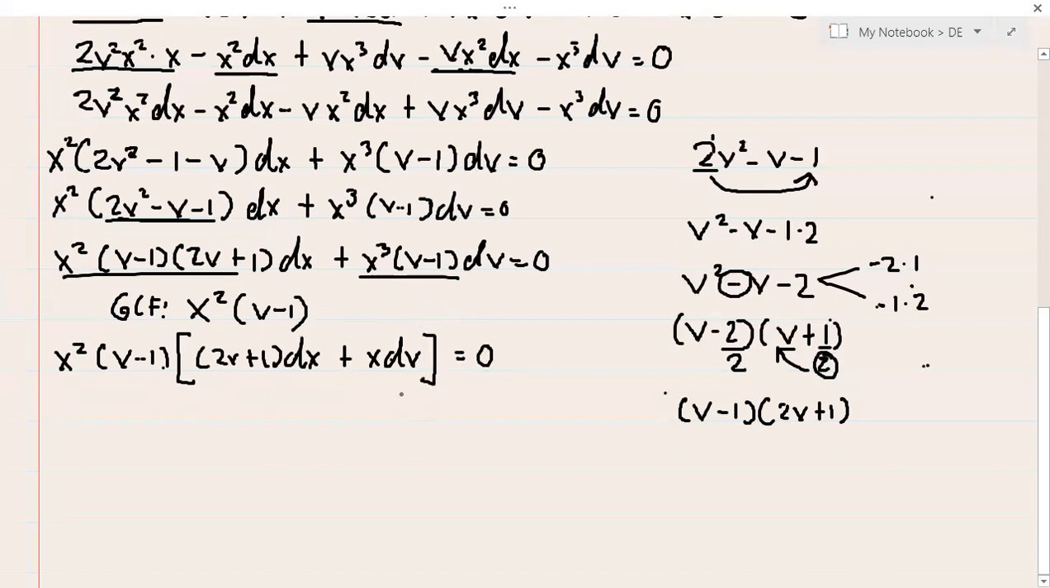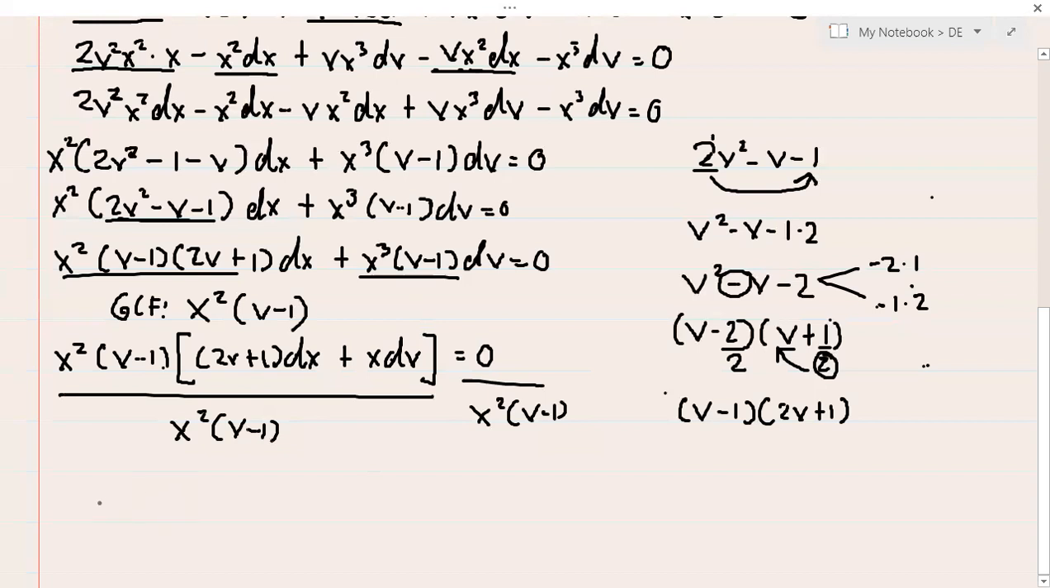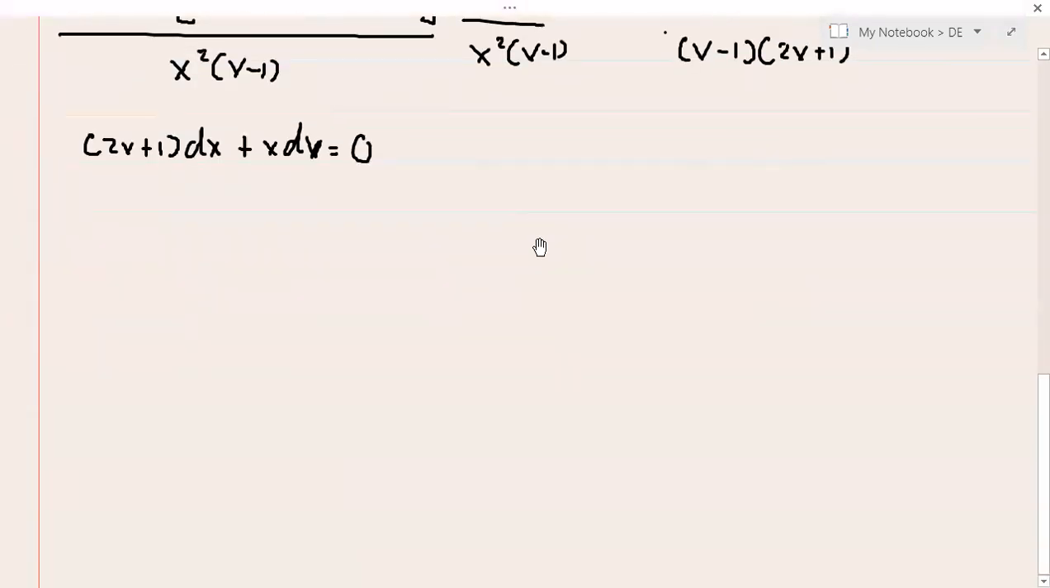So anong gagawin natin? So now, we will divide both sides by x squared times quantity v minus 1. So as a result, magiging ganito na siya. Quantity 2v plus 1 dx plus x dv is equal to 0. Yan na yung simplified na differential equation. O di ba? Mahaba pero worth it if you know how to simplify. Para di na kayo mahihirapan sa pag-integrate.